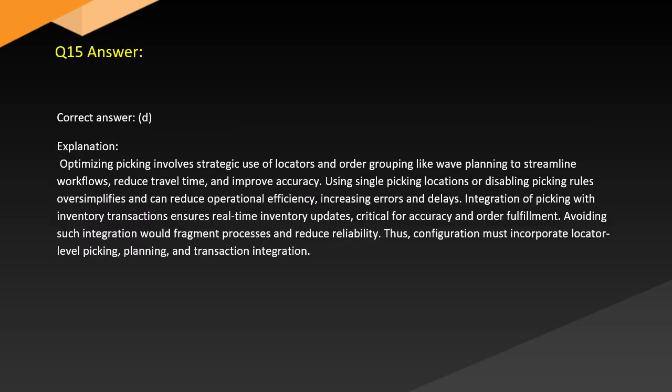Answer. Correct answer: D. Explanation. Optimizing picking involves strategic use of locators and order grouping like wave planning to streamline workflows, reduce travel time, and improve accuracy. Using single picking locations or disabling picking rules oversimplifies and can reduce operational efficiency, increasing errors and delays.